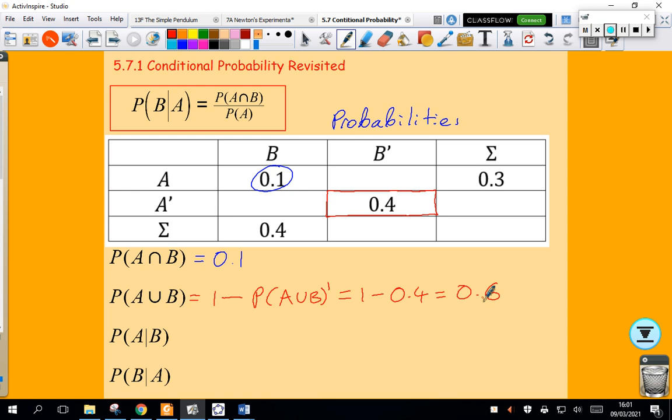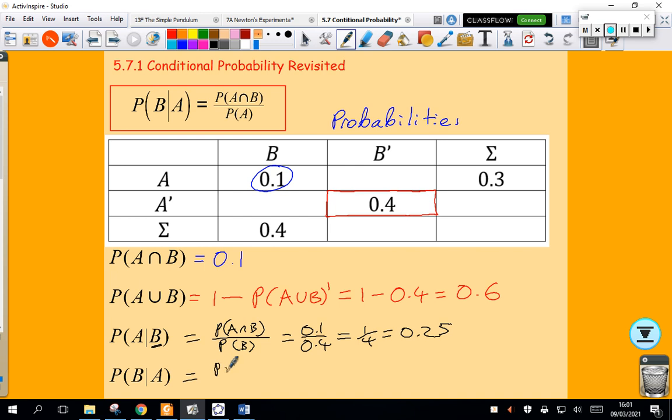The probability of A given B. Well, that's the probability of A intersection B divided by the probability of the given condition B. So what's the probability that something is in row A given that it's in column B? Given that it's in column B, the bottom of my fraction has to be 0.4. And the probability of it being in row A means the top of my fraction has to be 0.1. So we're talking about a quarter here, or 0.25, or, of course, 25%.